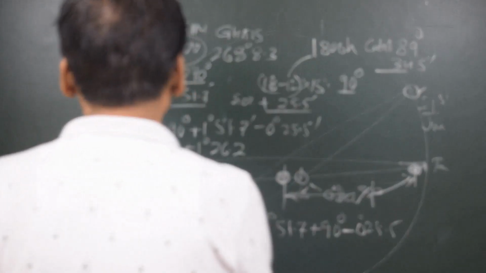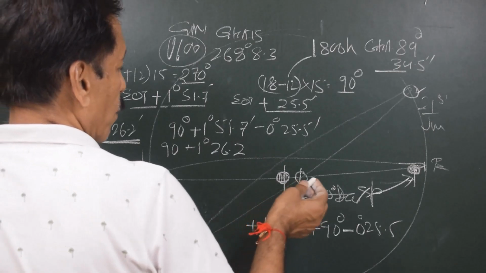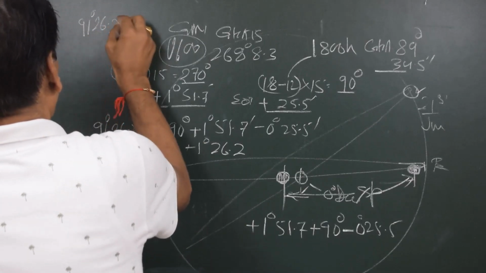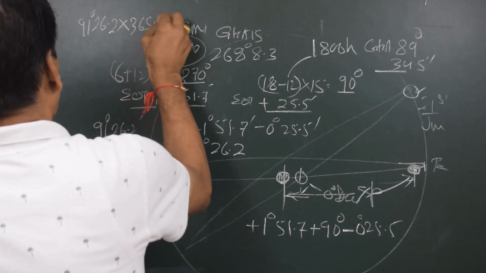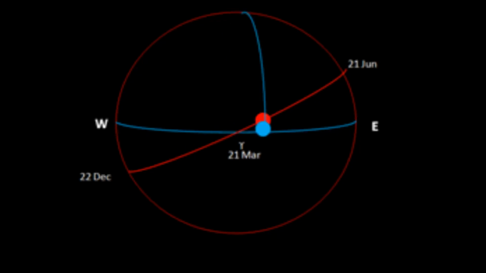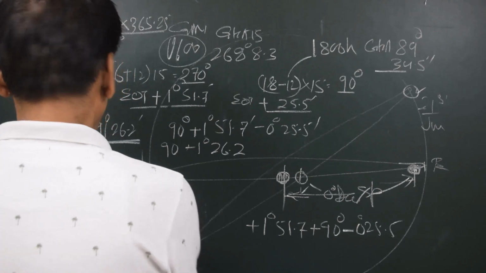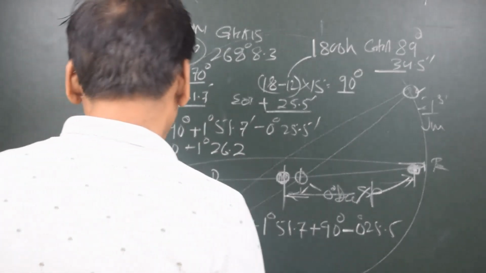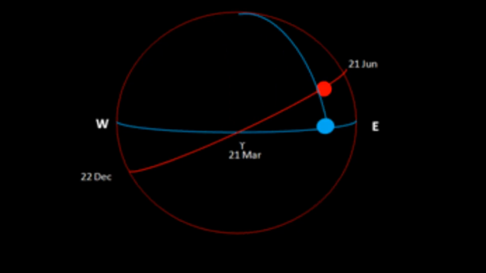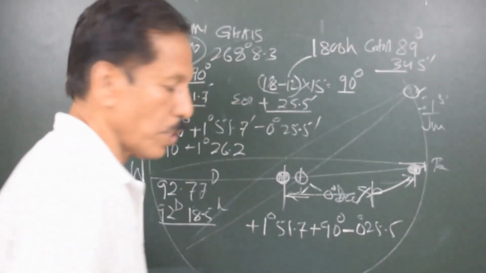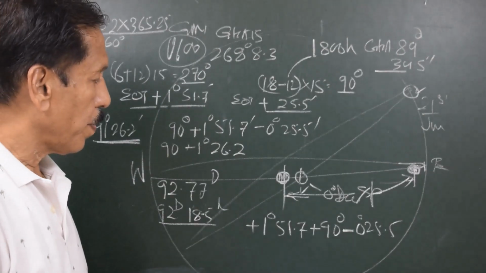Now to find out the interval or duration of the spring season, what I do is 91 degrees 26.2, I multiply this with 365.25 and divide it by 360 degrees. I get 92.77 days. This means 92 days and 18.5 hours. So this is the duration of the spring.